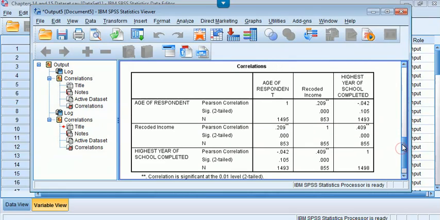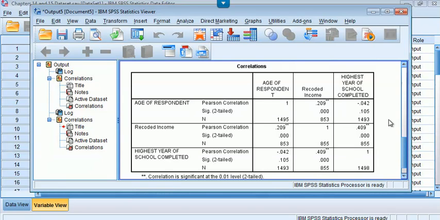You will see, again, the ones are down the diagonal, because you're correlating the variable with itself. So the first box is age of the respondent and age of the respondent. Then you have recoded income, and then highest year of school completed and highest year of school completed. Again, across the top, you see the Pearson R, the significance level, and the N, or the number of cases. Recoded income and age stay the same because we're just correlating them. So you'll see recoded income and age here is the same as at 2.09.